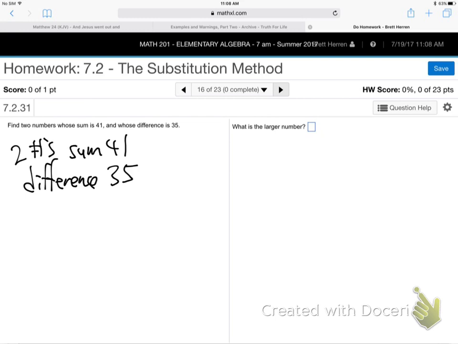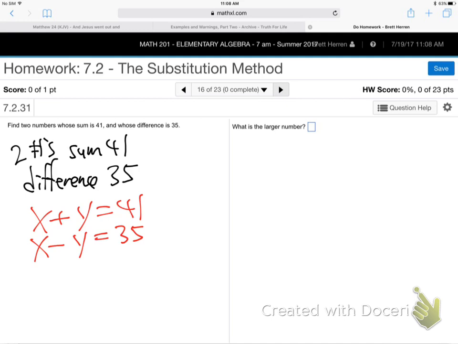All right, what'd you guys do? Sum 41, two numbers. Sum is 41. X plus y is 41. Difference, x minus y, is 35. That good? Sum means add, difference means subtract. Now, what do we do with those two equations at this point? How are we going to solve those two?